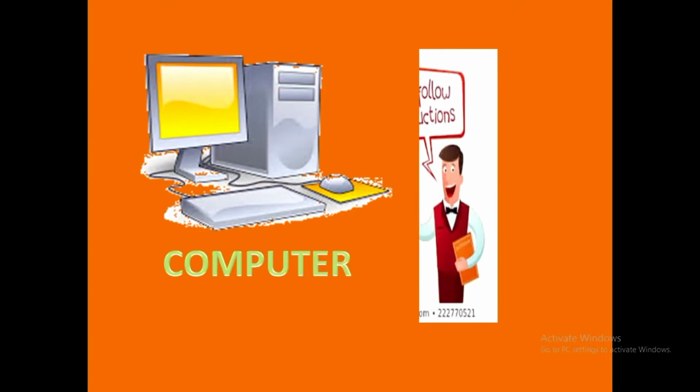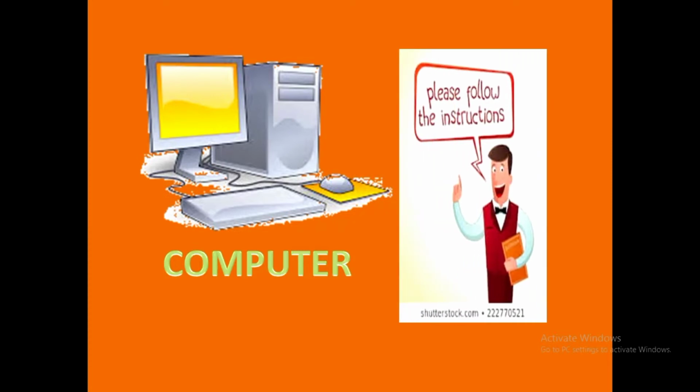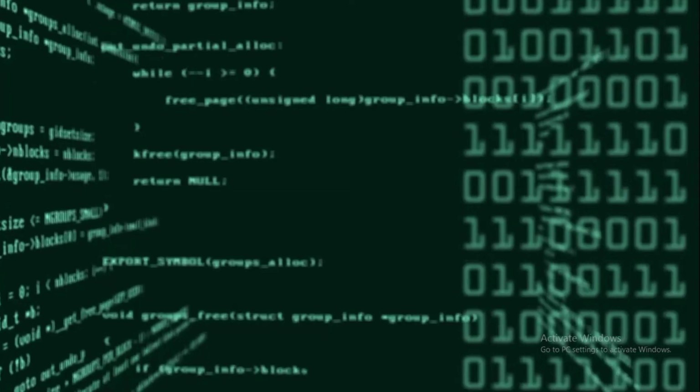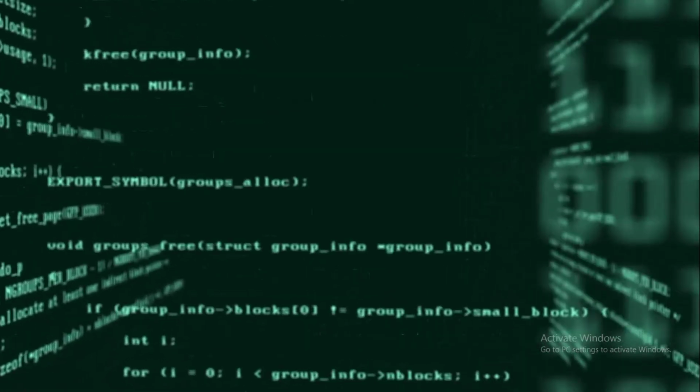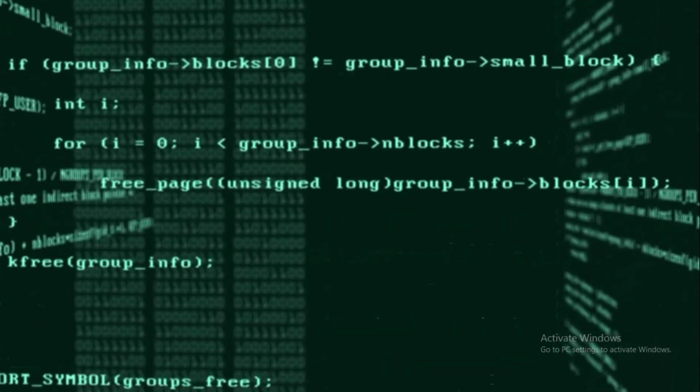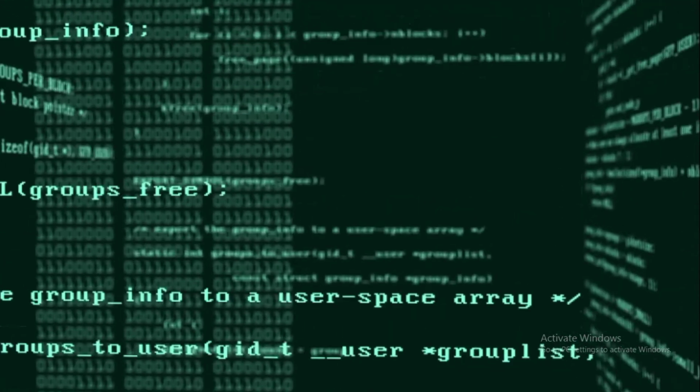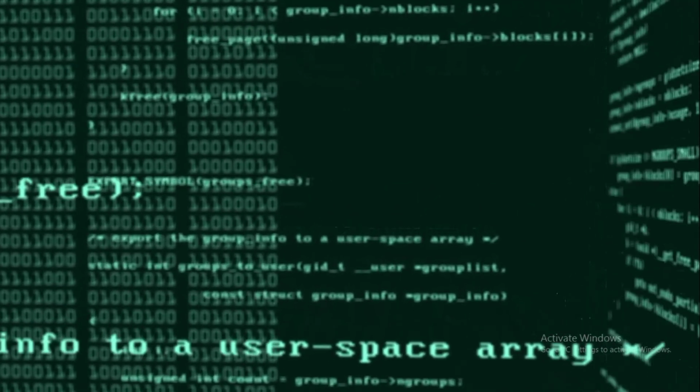So computer is a machine. A computer cannot do anything of its own, so a human being is needed to instruct the computer to make it work. Yes students, so software is nothing but a group of instructions given by the user to the computer to make the hardware work. Okay students, so you have understood what is computer software.